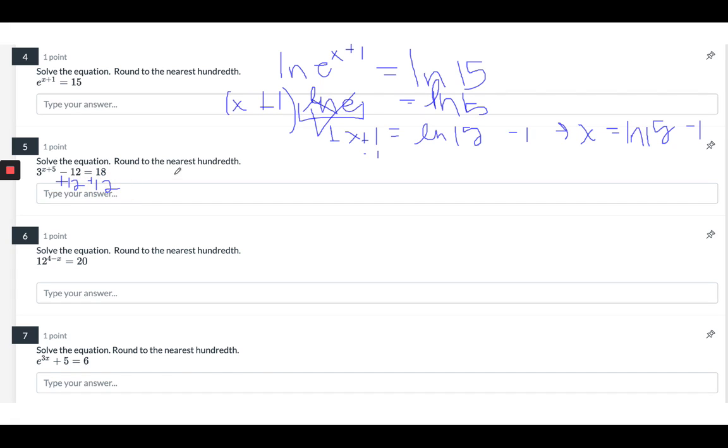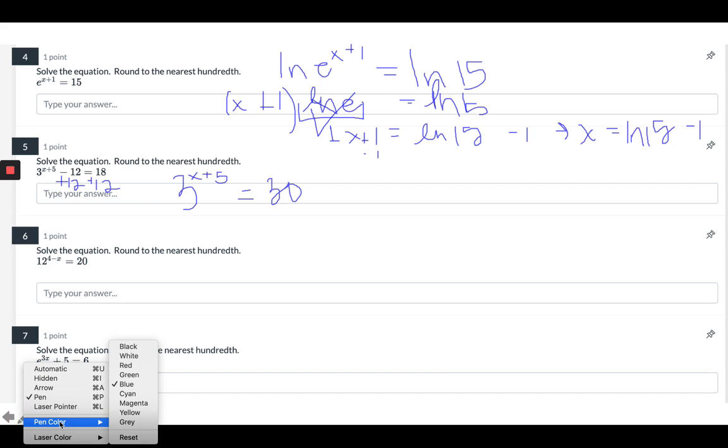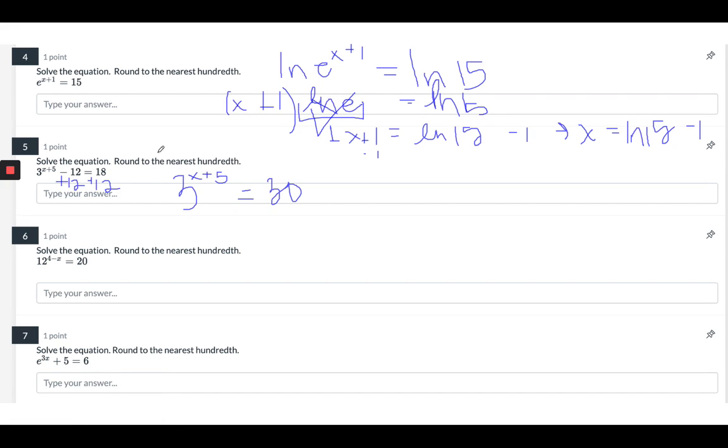All right, 5, same thing, but before I do my logs, I need to get the exponential part isolated. So I want to bring that 12 over first. So I've got 3 to the x plus 5 power is equal to 30. Now I'm ready to take the log, and it doesn't matter which one I do, but I'm going to go ahead and do base 10 here. The log of both sides, as long as they're the same base, it doesn't matter. Use my power property, and it becomes x plus 5 times the log base 10 of 3 is equal to the log base 10 of 30.